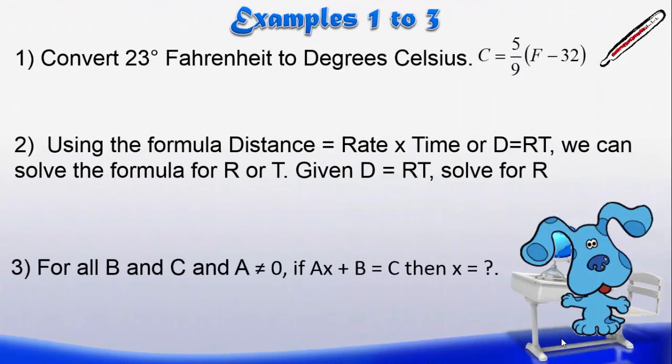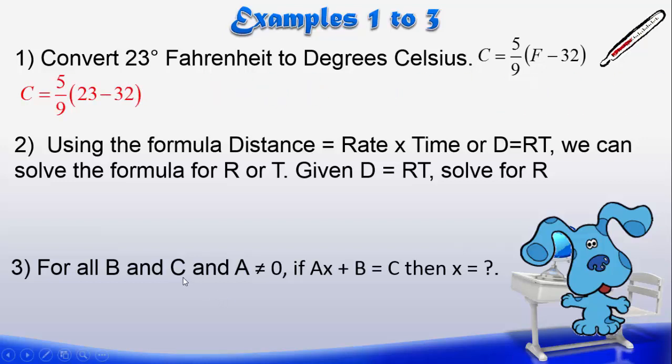In example number 1, we're asked to convert 23 degrees Fahrenheit to degrees centigrade. This is an example of a literal equation because we have two variables, centigrade and Fahrenheit. But in this case, we really just have to plug in the Fahrenheit to find the answer. Let us do that.